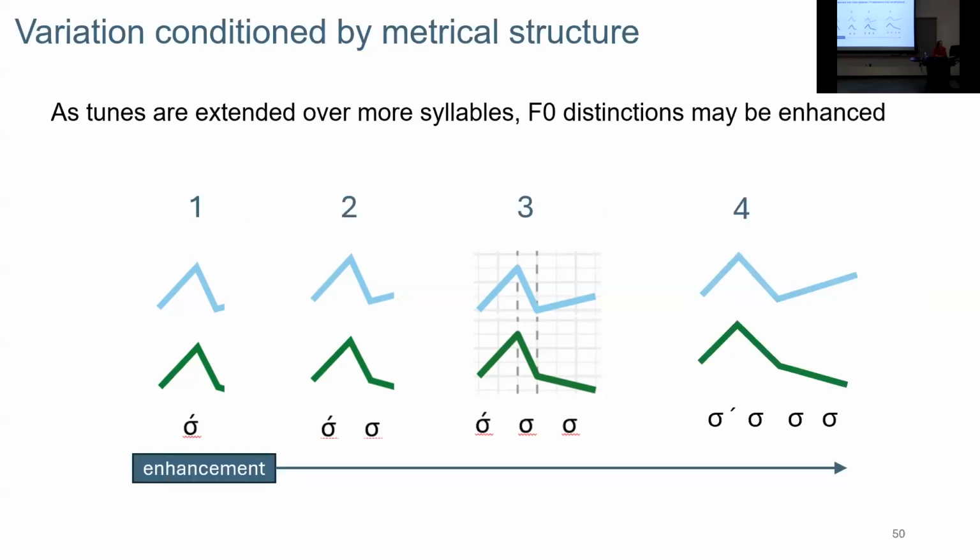And we can also imagine that F0 distinctions between tunes might be enhanced when there's more material. So if we go from 3 syllables to 4, those differences might especially show up at the end of the F0 trajectory, where you might recall this was where we saw the loss of distinction.